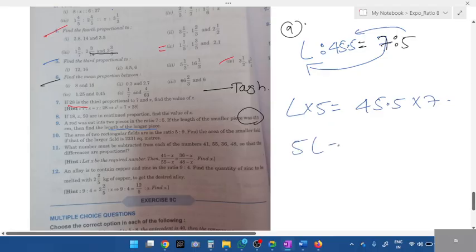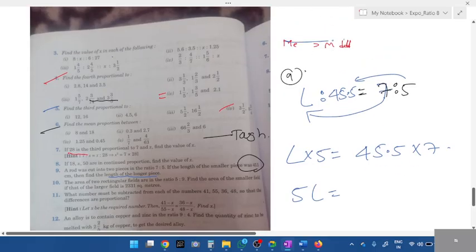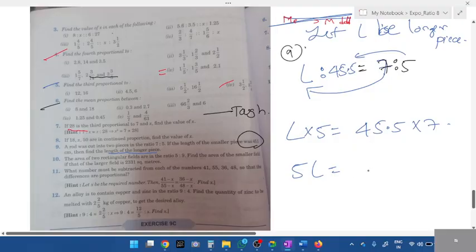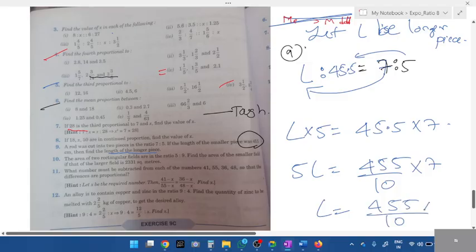So 5L is equals to 45.5 into 7. You can mention, let L be longer piece. So 45.5 is 455 by 10, into 7. This 5 will get divided. L is equals to 455 by 10 into 7 divided by 5. Reduce this, we'll get the answer. All of you understood how to solve the ninth one?